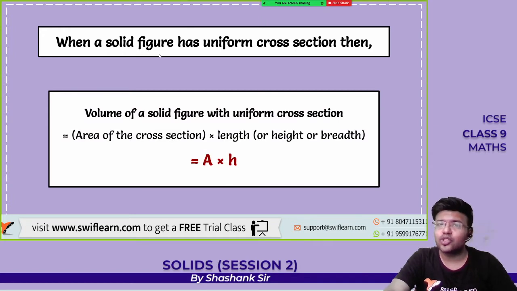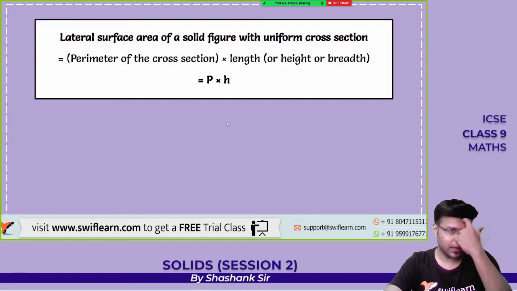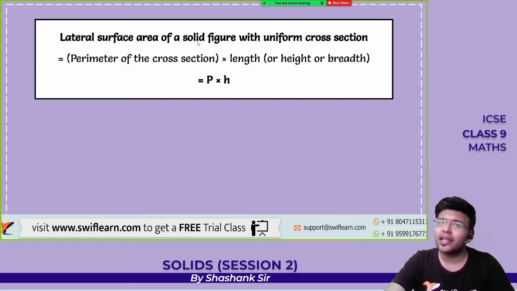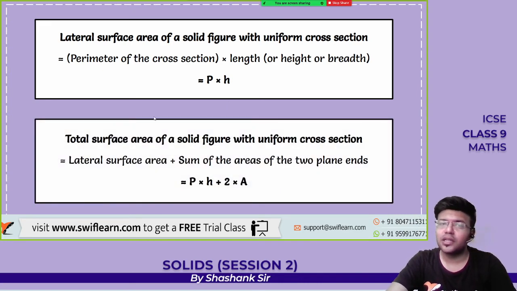When a solid figure has a uniform cross section, the volume of that solid is the area of the cross section into the height or length or breadth. The lateral surface area of a solid figure with uniform cross section is the perimeter of the cross section into the length or height or breadth, which gives us the lateral or curved surface.